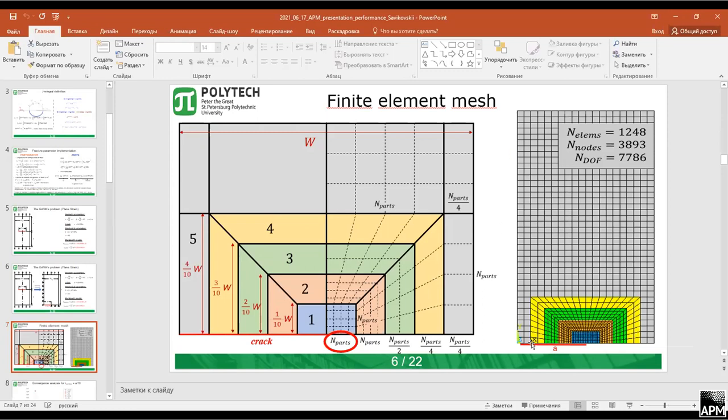This is the finite element model which was used for this problem, and it is a zoomed figure with different meshes. These different meshes are used for convenient research of G-integral values. The fifth and third zones have quadratic finite elements, and the other zones are transition zones between them. Each zone has a similar length on the x-axis, and the number of elements decreases by two times from the fifth zone to the first zone. N part is the main parameter which characterizes the number of finite elements in the first zone near the crack tip. This is the crack tip, and this is the crack.